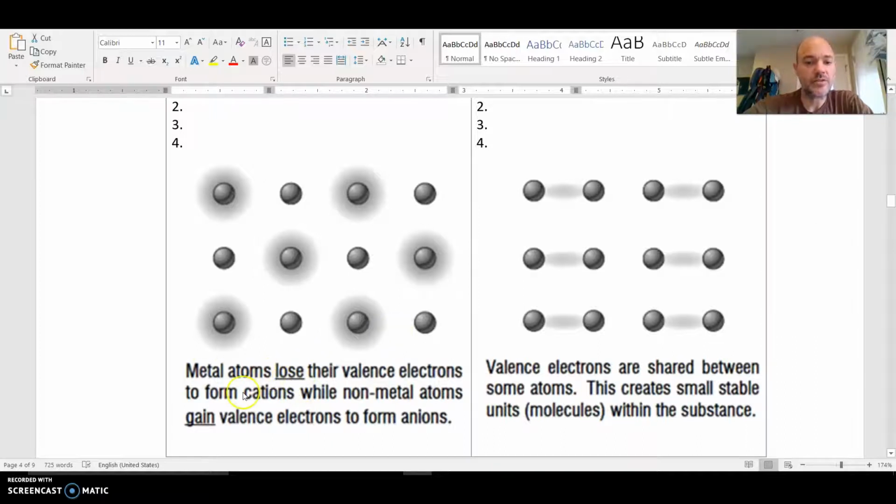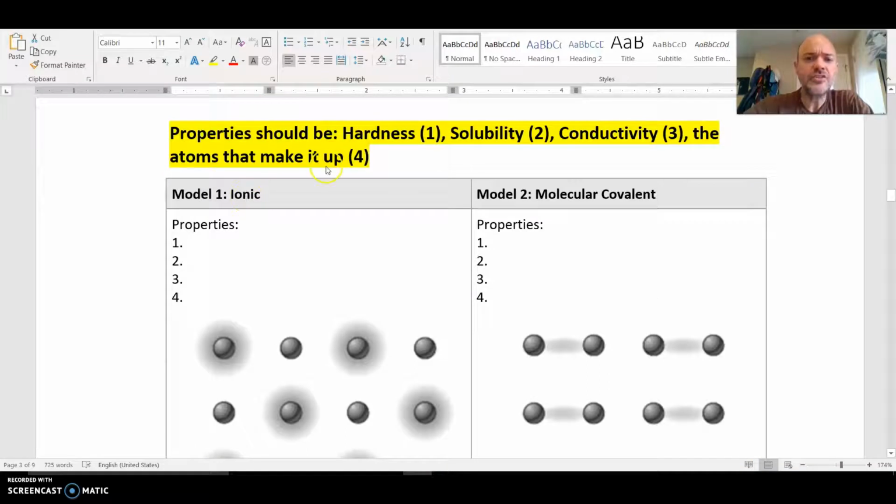So the metal atoms lose their valence electrons, while the non-metal atoms gain valence electrons. So these ones right here would be the metals. These ones right here would be the non-metals. So that's one thing I want you to think about there. As you're doing your reading, I want you to think about these properties. Hardness, how hard is the substance? Solubility, does it dissolve? Conductivity, does it conduct electricity, and how? What form does it need to be in to conduct electricity? And what kinds of atoms make it up? Are they metals, non-metals, both metals and non-metals, only metals, only non-metals? I want you to think about that.